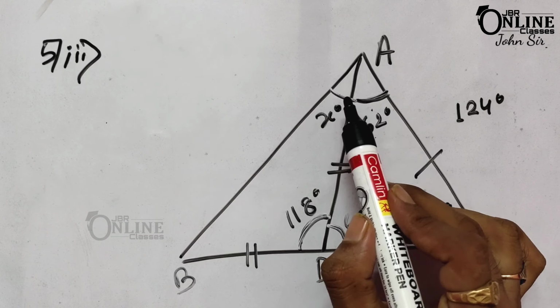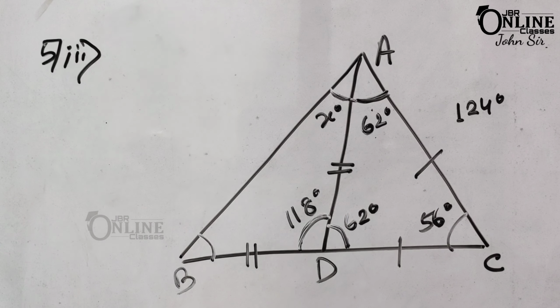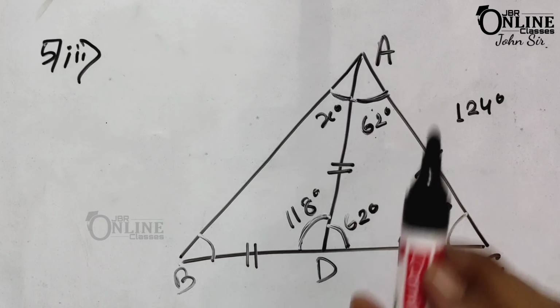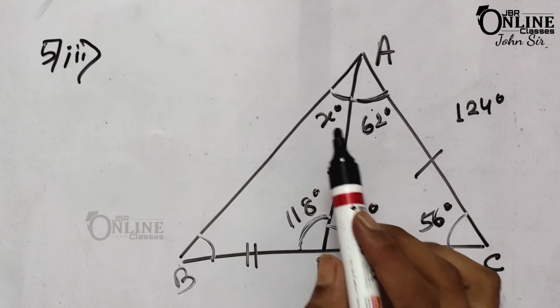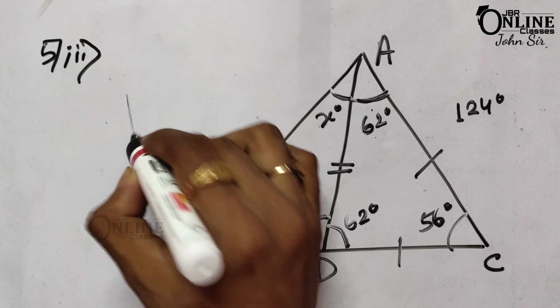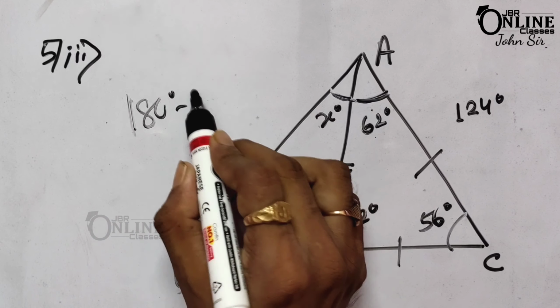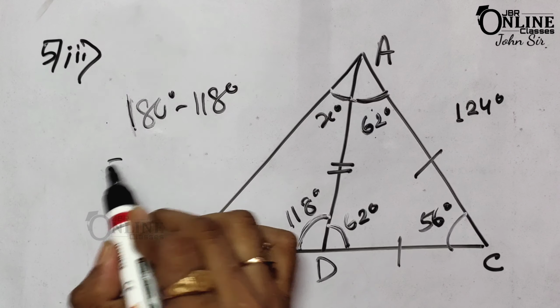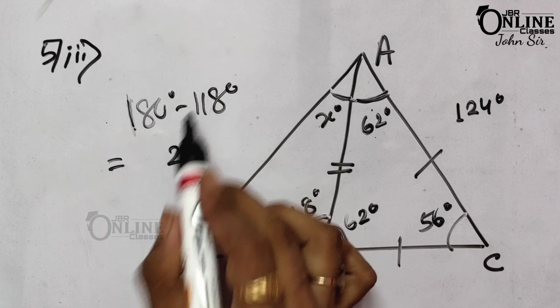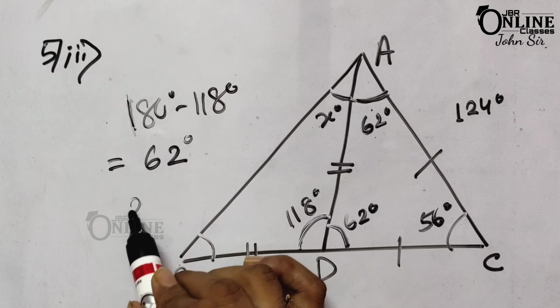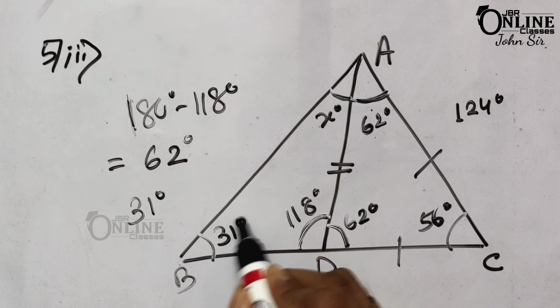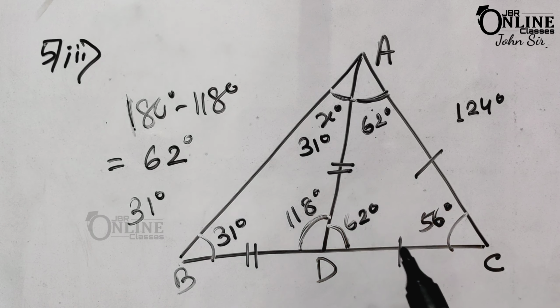Okay, now here you have to find this angle and this angle. So here in triangle ABD, this one equals this one. Why? Because here BD equals AD. Okay, so now if this one equals 118 degrees, then the addition of these two angles will be 180 minus 118. So this one equals 62 degrees. Now half of 62 will be 31. That means if this one equals 31, this one also equals 31 degrees.